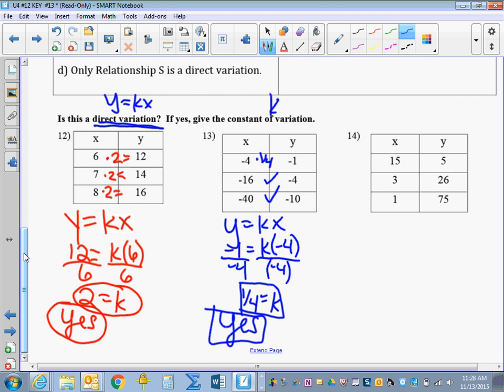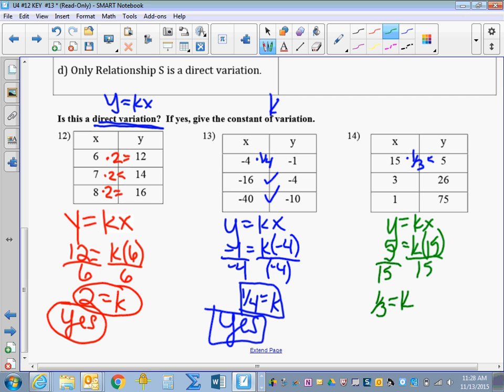Alright, number 14. 15 times what equals 5? Well, we know 15 divided by 3 is 5. And dividing by a number is the same thing as multiplying by its reciprocal. So 15 times 1/3 does indeed equal 5. Again, if you're not certain, then you can set up an equation. X is 15 and y is 5. So 5 equals k times 15. When we divide by 15, I get 1/3 equals k.